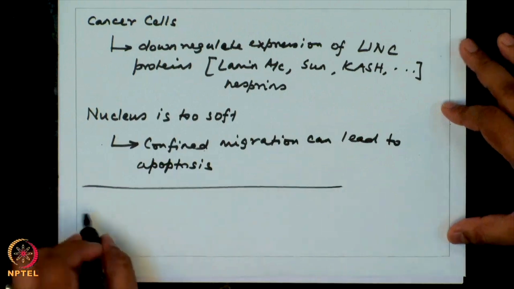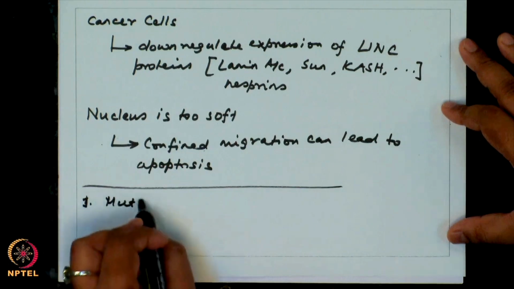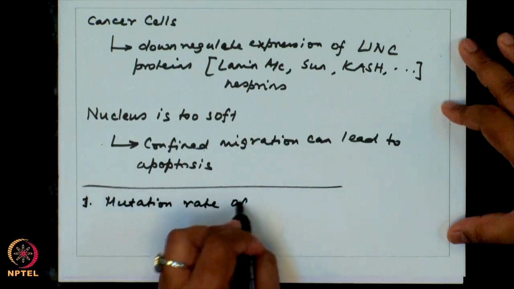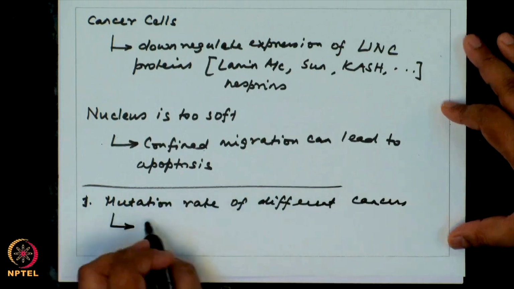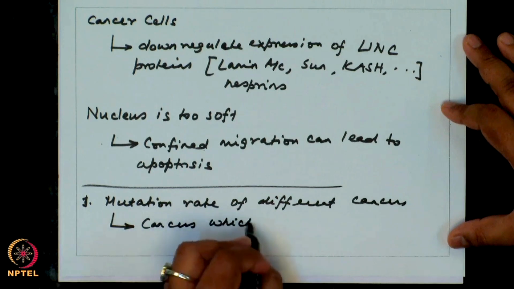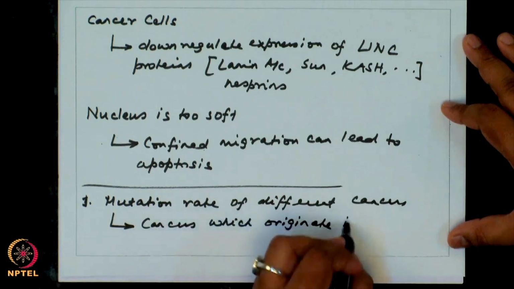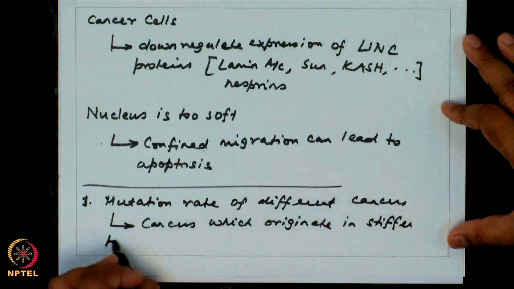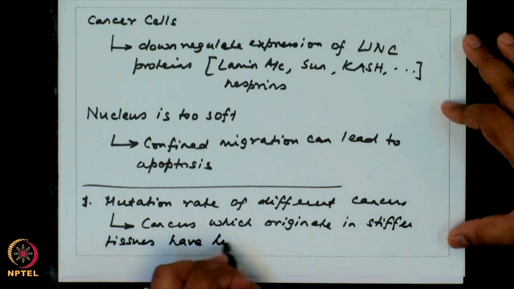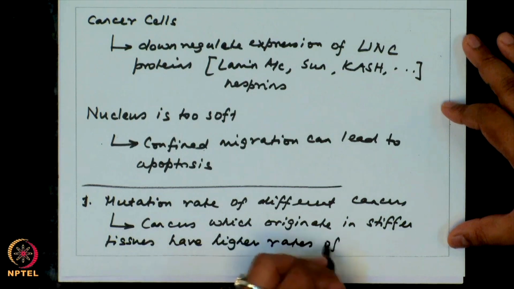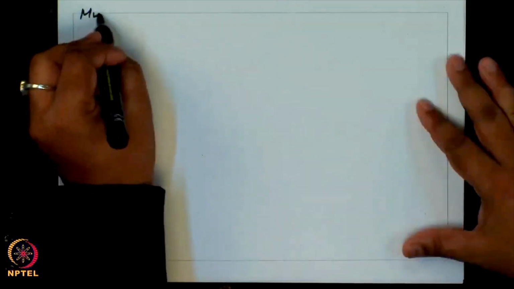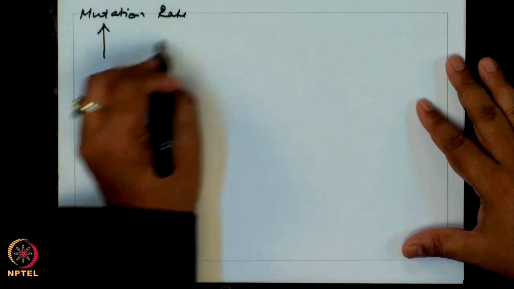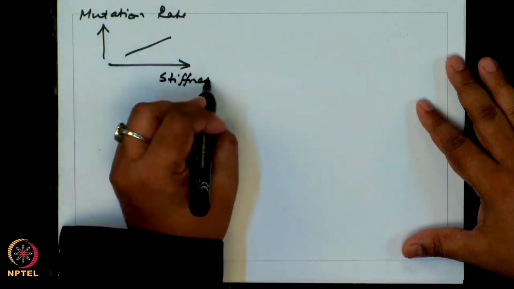There has been another finding: if you compare the mutation rate of different cancers, cancers which originate in stiffer tissues like bone have higher rates of mutation. So, how can we put the pieces of the puzzle together? You have mutation rate increasing with stiffness.